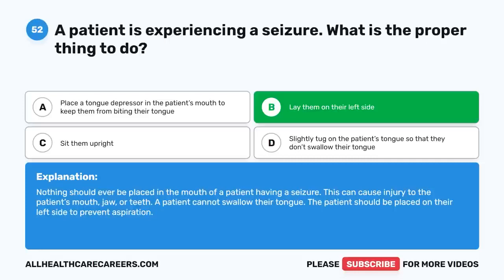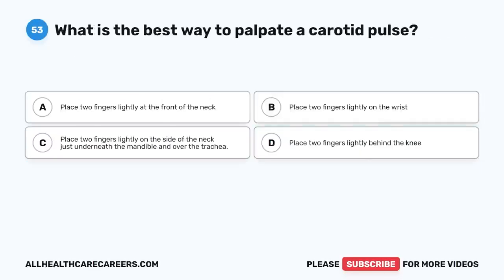A patient cannot swallow their tongue. The patient should be placed on their left side to prevent aspiration. Question 53. What is the best way to palpate a carotid pulse?